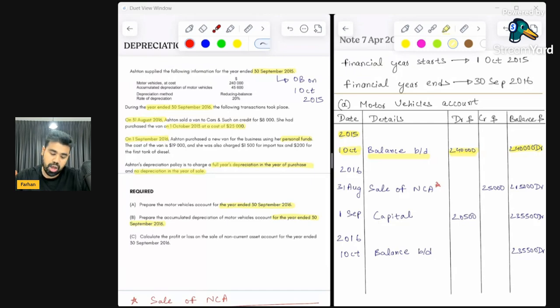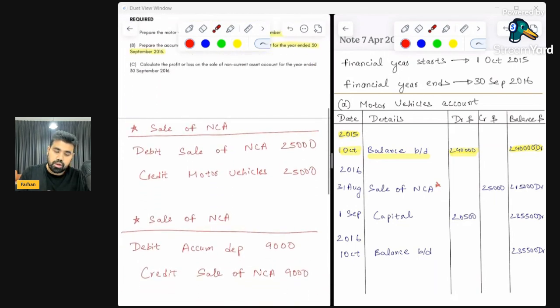Okay? Now, in between this financial year, starting 1 October 2015 and ending 30 September 2016, we've got some events that occurred. For instance, on 31st of August 2016, we sold a van to Cars and Such on credit for $8,000, and that van was originally purchased for $25,000 on 1 October 2013. Okay? Now, I need your attention here where you will see I've written something in red.